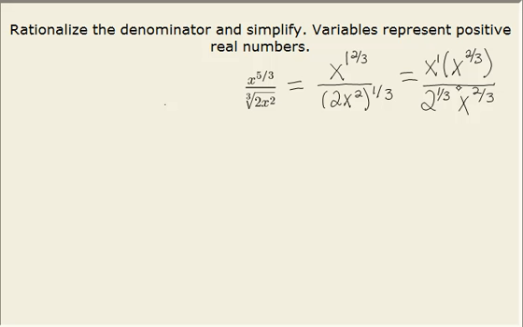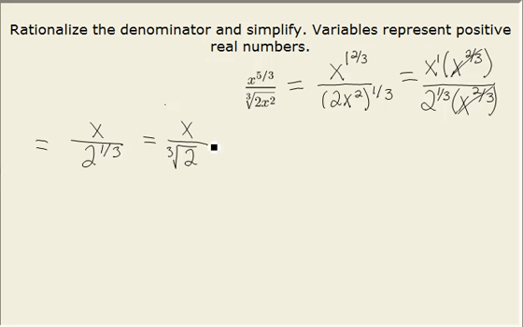Notice that this x to the 2/3 power is a factor of both the numerator and the denominator. So I can simply eliminate this from the expression. So I can rewrite my expression as x over 2 to the 1/3 power. Now I'm going to rewrite my denominator back into a radical. So I have x as the numerator, and I have the cubed root of 2 as the denominator.